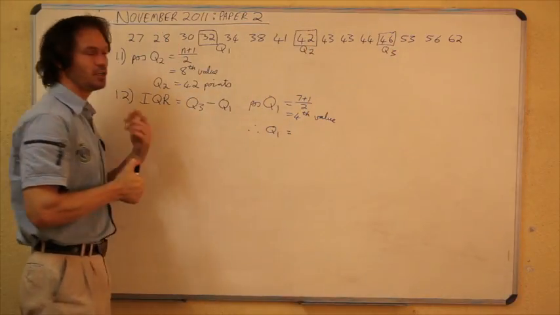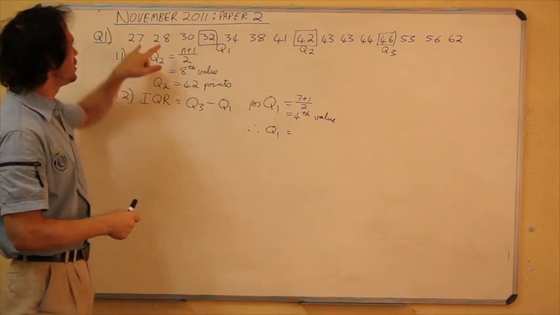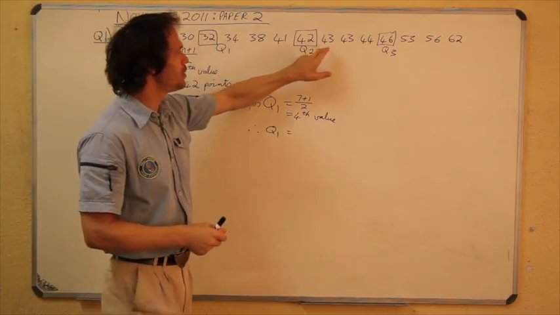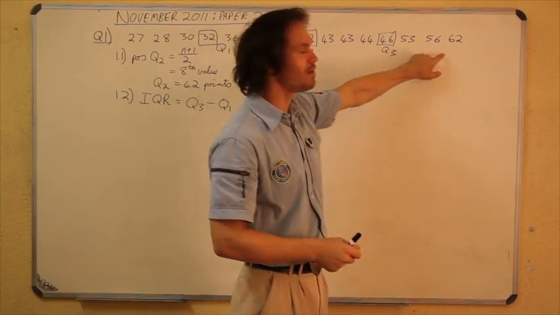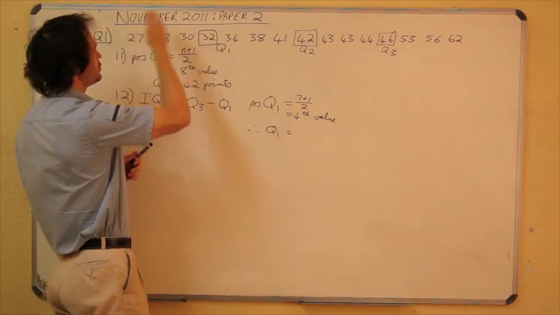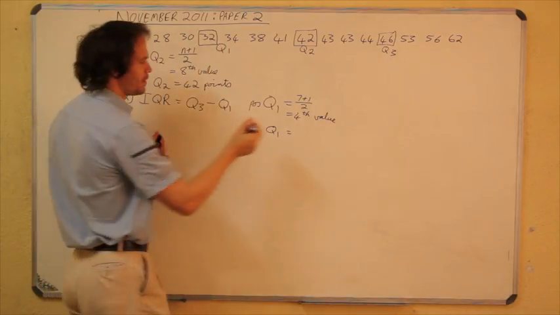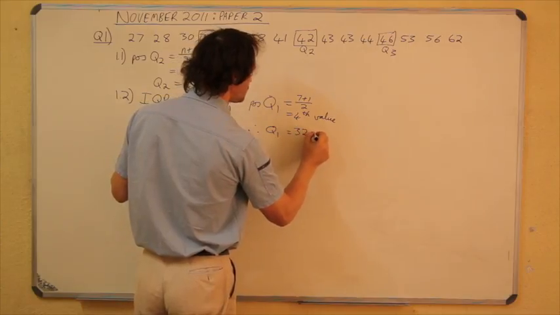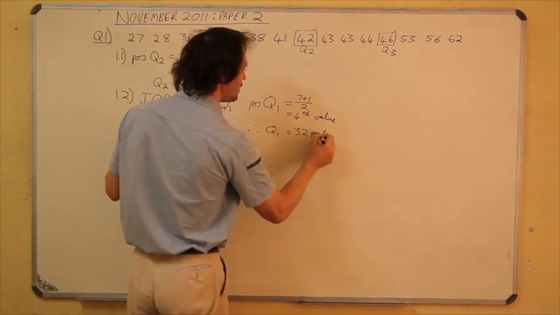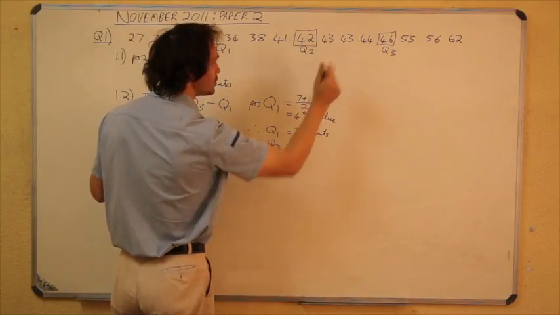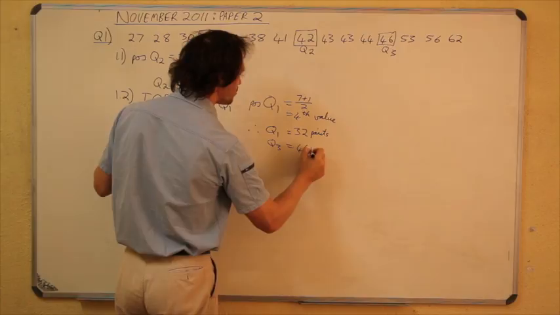You'll notice that these quartiles do exactly what they're supposed to. There's 3 values before Q1, 3 values between Q1 and Q2, 3 values between those two, and 3 values at the end. Alright? So it splits the data into quarters. So Q1 is 32 points, and then Q3 is equal to 46 points.